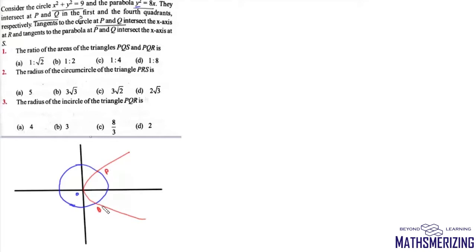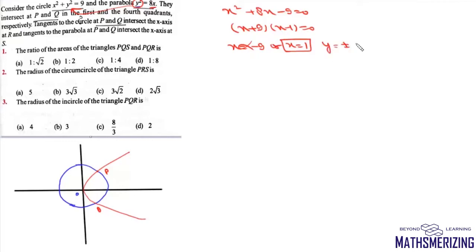So first we'll solve their point of intersection. We'll eliminate y square, so we'll put it in this equation. We'll write x square plus 8x minus 9 equals 0. So it will be (x plus 9)(x minus 1) equals 0. So value of x is either minus 9 or 1. x cannot be negative, so value of x is 1. Now if we put x as 1, we'll get y as plus minus 2 root 2. So this point P is (1, 2 root 2) and this point Q is (1, minus 2 root 2).